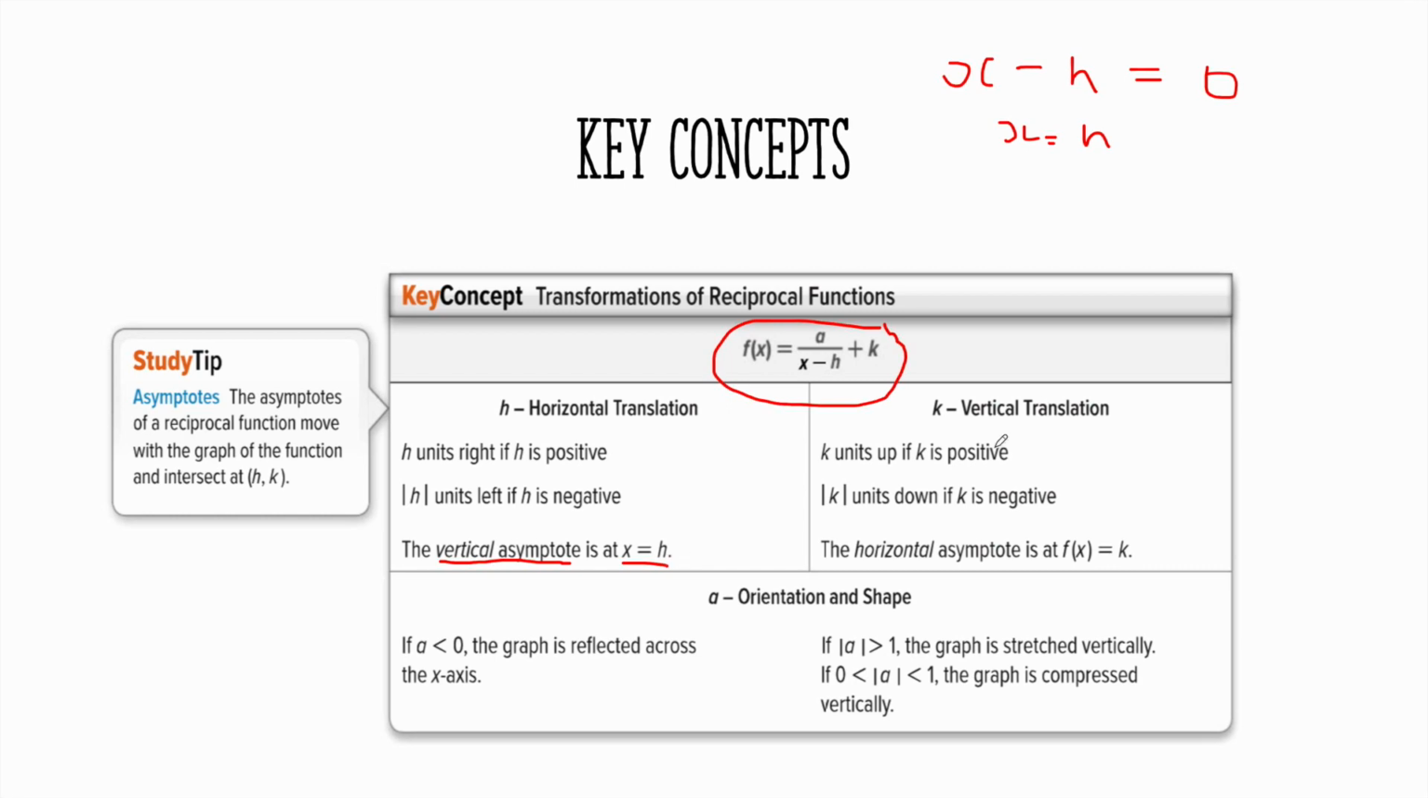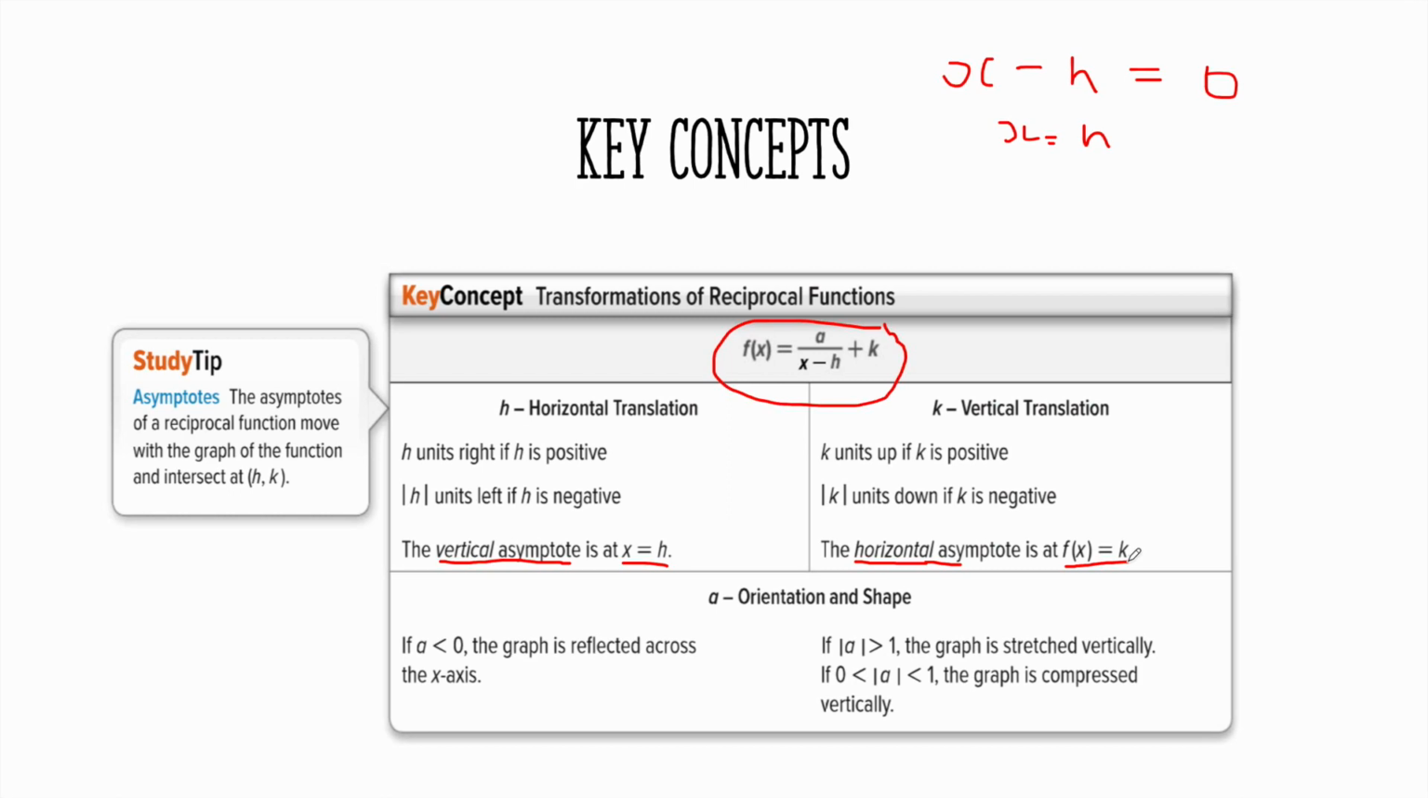Now let's come to this side and talk about the K. K is movement up and down. So when K is positive, your graph will move units up. And when K is negative, your graph will move units down. Right? So looking at it, it's giving us our horizontal asymptote like we did in the previous example. Okay, where y is equal to k.